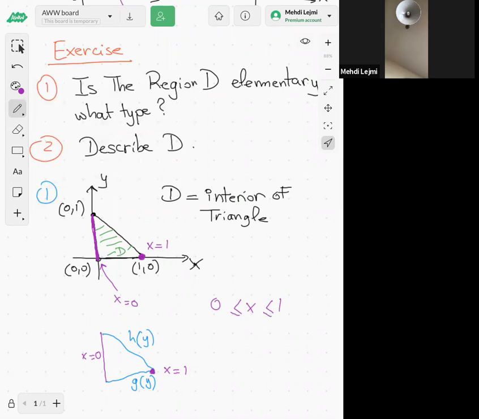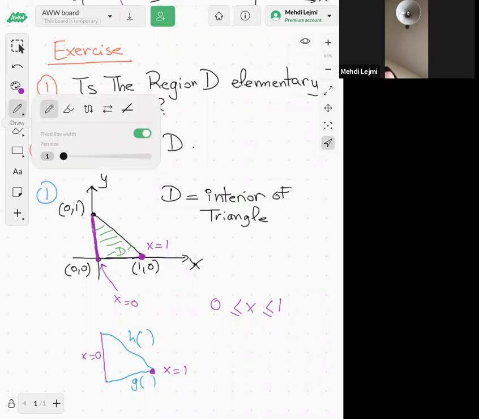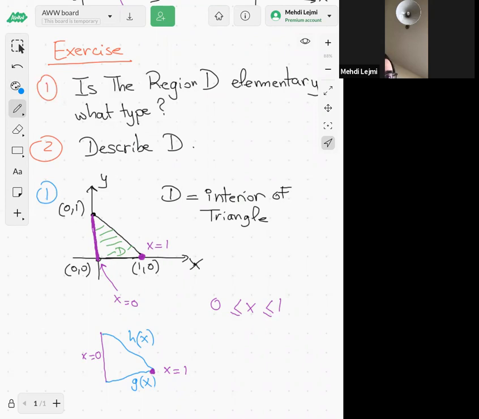Now, what about, sorry, this should be g of x and h of x. Now, what about g of x and h of x? Well, here's my g of x. It's just a straight line, right? This is my g of x. Okay, so my g of x would be just the x-axis, right? And what would be the equation of the x-axis?